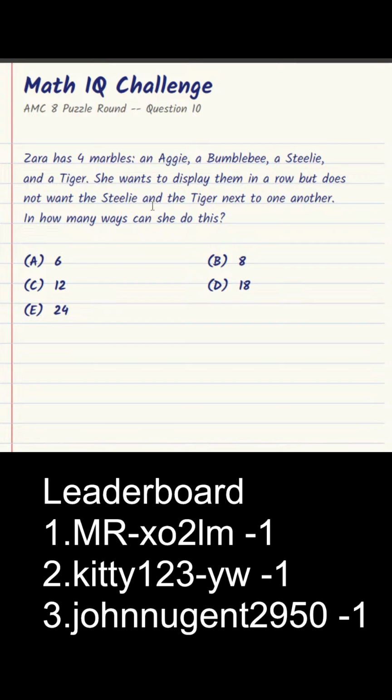So we can use some kind of a permutation or combination criteria to solve this. The options are option A 6, option B 8, option C 12, option D 18, and option E 24. So write your attempts in the chat.